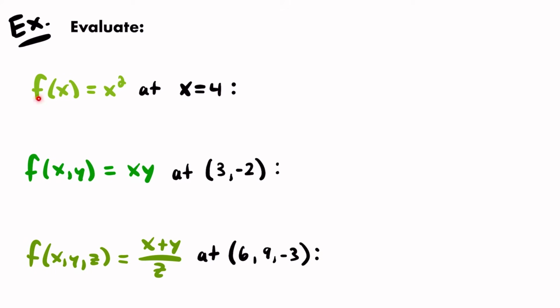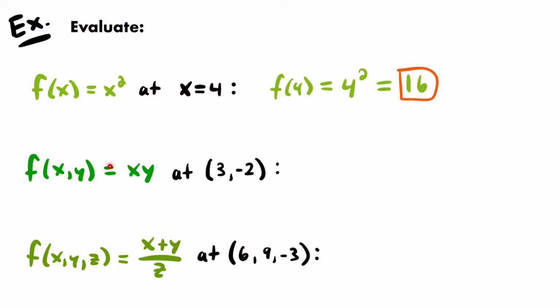Now we're going to start with a single variable function, just to review what we're doing here. If we have a function f of x equals x squared, and we want to evaluate it at x equals 4, what we do is we plug 4 in for x in the function. So we would get f of 4 is equal to x squared, which would be 4 squared, which is equal to 16. That's how we evaluate a single variable function.